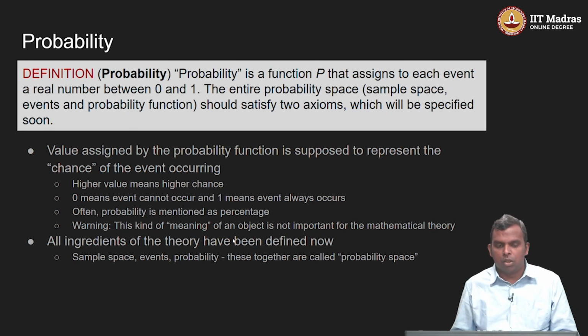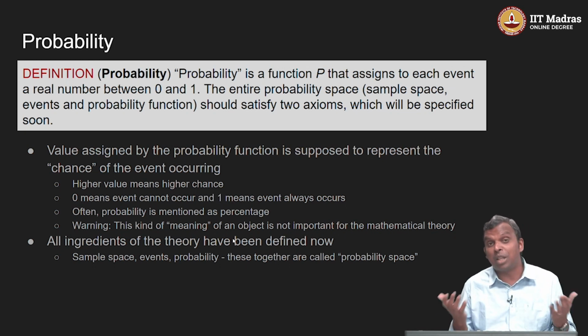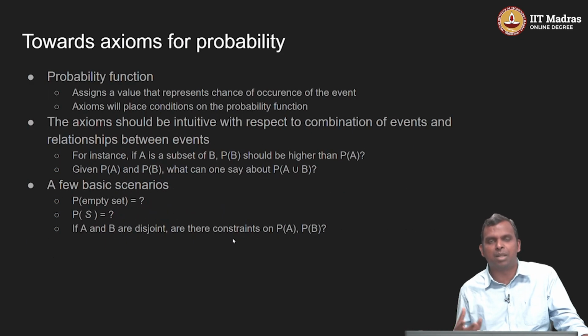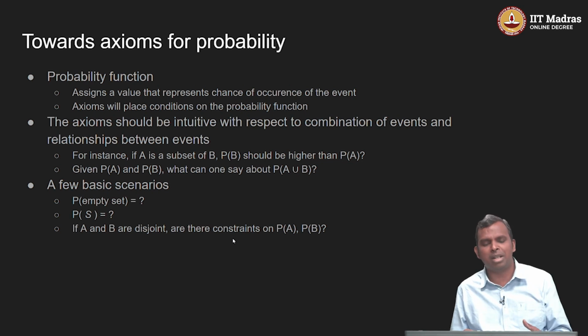Okay, so that's probability. I haven't told you the axioms. Those are the two important things. The axioms make or break everything, right? If you don't have the axioms, you don't have a theory. So I have to tell you what the axioms are, but before we jump into the axioms, let's try and motivate the axioms. Where will the axioms come from? Why do we need them? Why does it make sense? Like I said before, the probability function simply assigns a value to an event, and you want it to represent something like the chance that the event occurs.